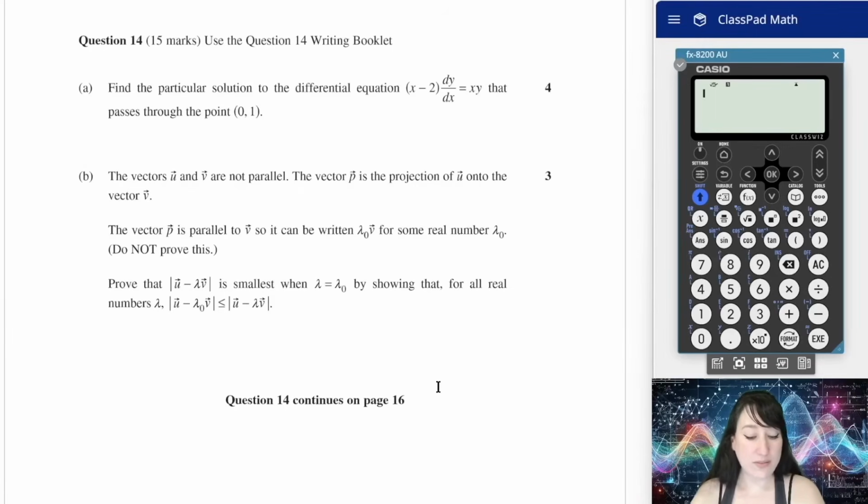Question 14b. The vectors u and v are not parallel. The vector p is the projection of u onto the vector v. The vector p is parallel to v, so it can be written as lambda naught times v for some real number lambda naught. Prove that the length of u minus lambda v is smallest when lambda equals lambda naught by showing that for all real numbers lambda, the length of u minus lambda naught v is less than or equal to the length of u minus lambda v.